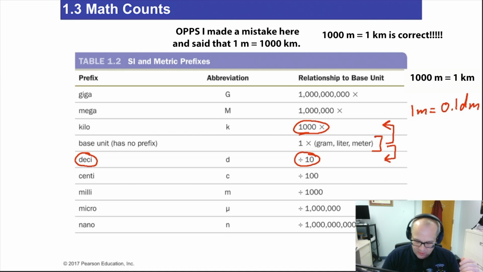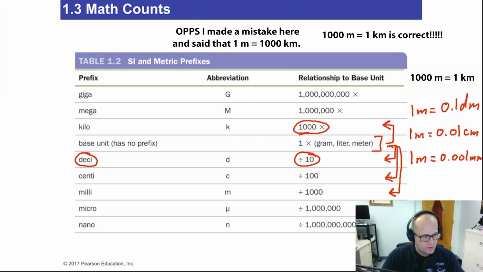Now if you want to go 2 down, now we've got to divide by 100. Now 100 is centi. So 1 meter equals 0.01 centimeters. Now, again, if we want to go from here to here, we have to divide by 1,000. So 1 meter equals 0.001 millimeter. And that's how the system works.